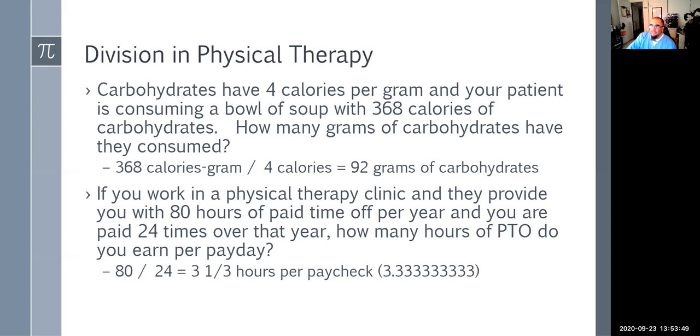So here we look, we have 368 calories. We know that each gram is 4 calories. So 368 divided by 4, 92 grams of carbohydrates. That's a lot of grams. That's a lot of sugar, let me tell you.